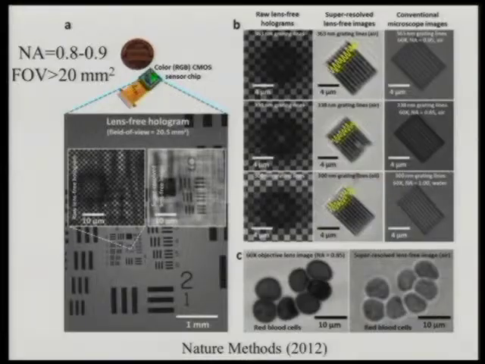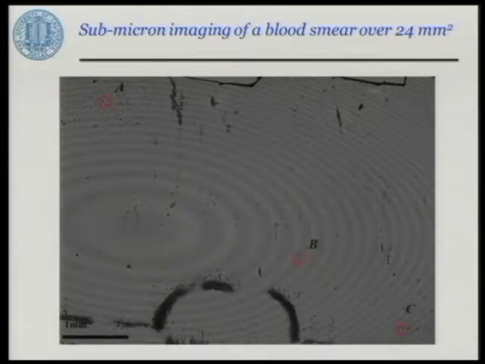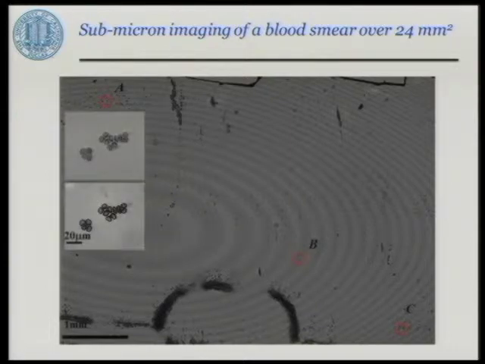This image has on the order of a gigapixels in it. The big advantage here is that we're decoupling field of view from resolution, and we can conduct submicron, deep submicron on-chip imaging over very large areas. And if you zoom in, this is actually a blood smear. This is the same exact sample that you would normally be imaging for diagnosis of malaria.